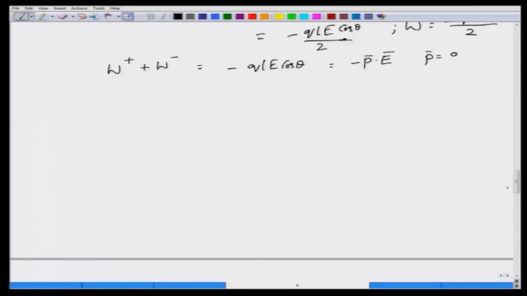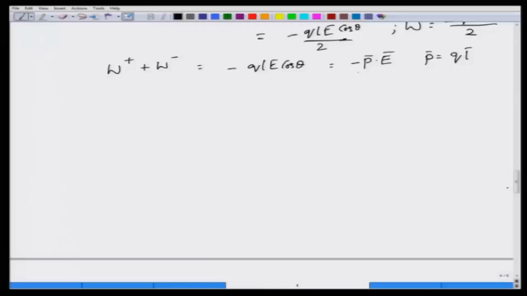where p is given by q into L vector, of course, where the vector is going from the minus charge to the plus charge, and E is the electric field, okay. And the amount of potential decrease depends on the angle between P and the electric field. What happens when P is opposite to the electric field? Then the potential energy would be positive, indicating that the potential energy has actually risen because of the application of the electric field, okay. That is a different thing that we are not going to discuss now.